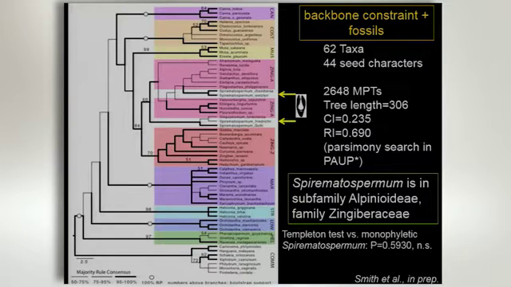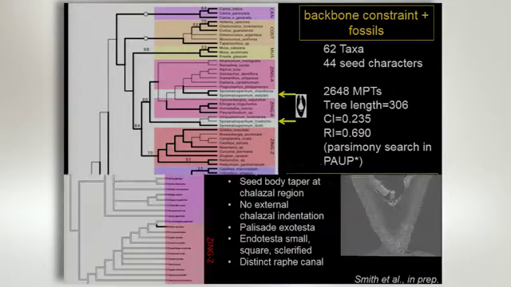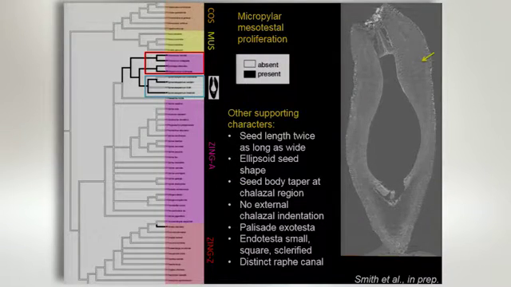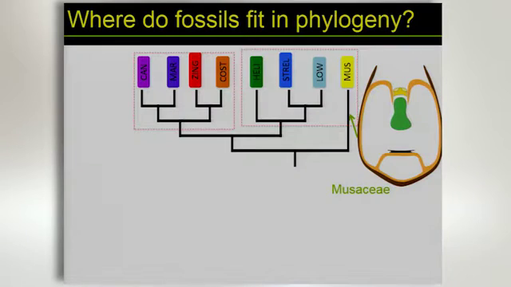John's been doing more analyses with a few of the other fossils, and they also all come up in Alpinioideae. So we've got all of these fossil seeds, and they're all coming into the same subfamily. And there are a bunch of different characters that support this. We've traced them down here. One is this character, the micropylar mesotestal proliferation, but we have a bunch of other characters that are supporting the placement of these fossils within Alpinioideae.